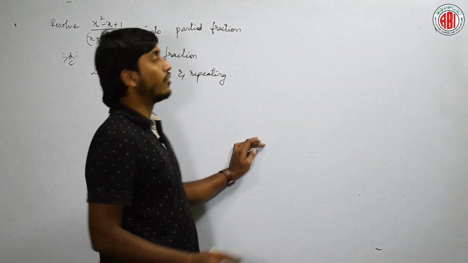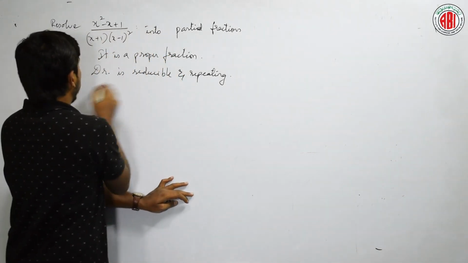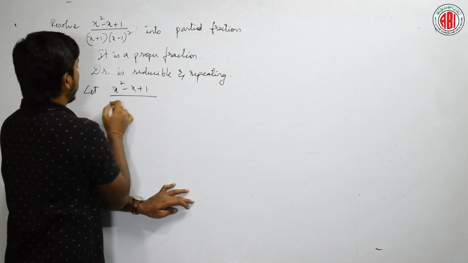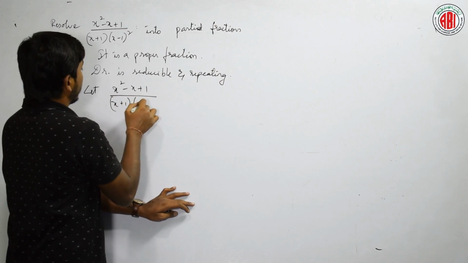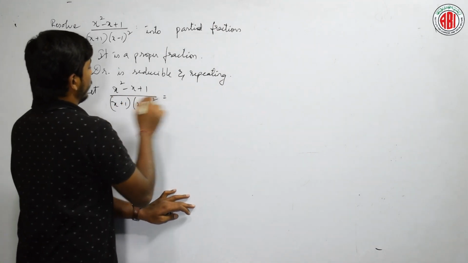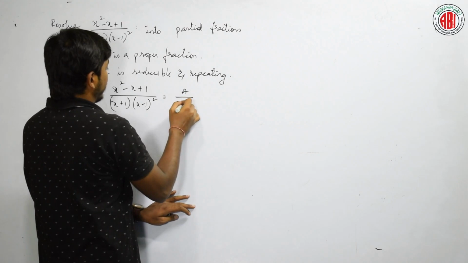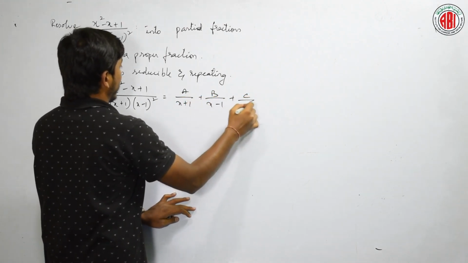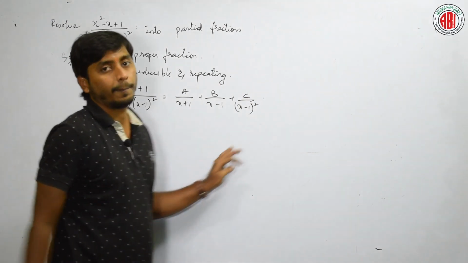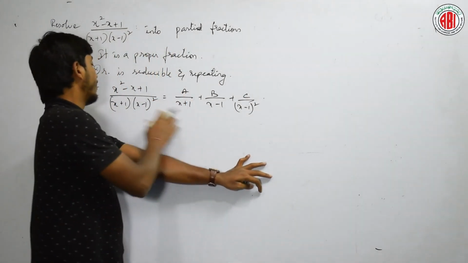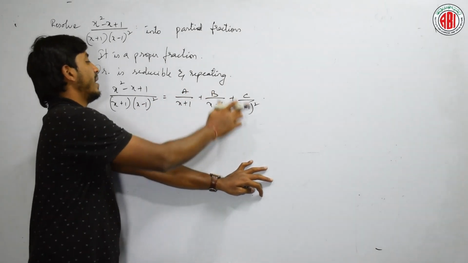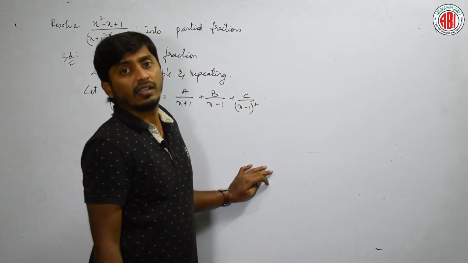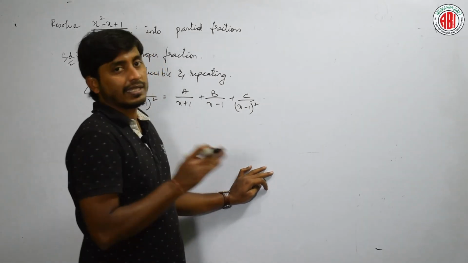Is it fine? So, we can write it as, let (x square minus x plus 1) by (x plus 1) into (x minus 1) whole square is equal to a by x plus 1, plus b by x minus 1, plus c by (x minus 1) whole square. Okay, once again, a by the first term, b by x minus 1 and c by (x minus 1) whole square. Clear? Is it okay? So, let us simplify now.